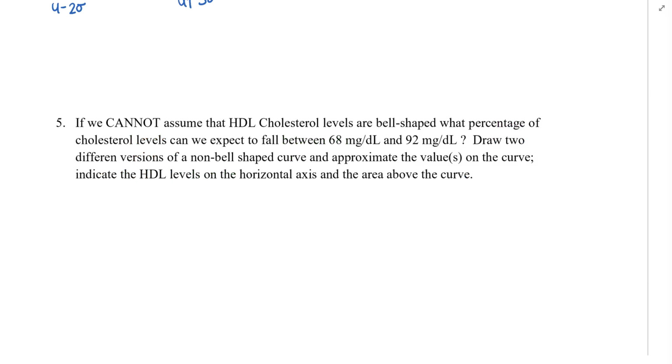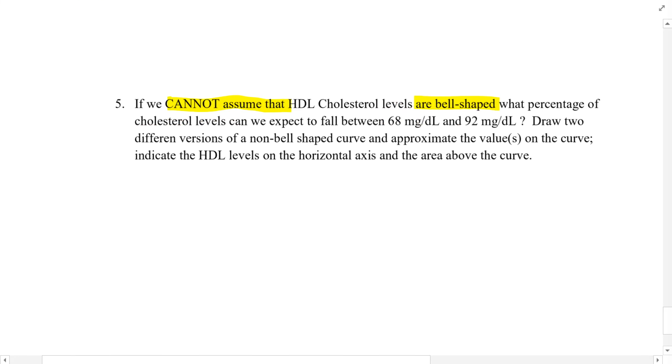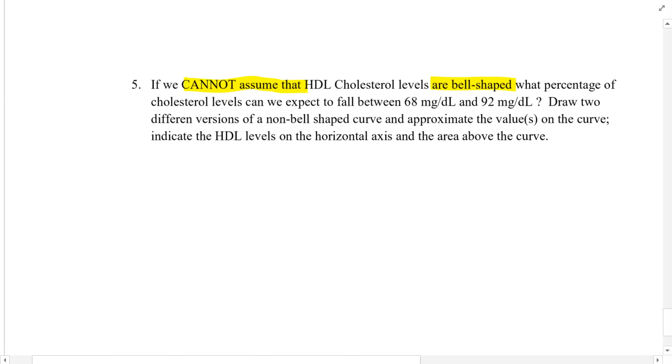Number 5. If we cannot assume that the HDL cholesterol level is bell-shaped, we don't know that it's bell-shaped. What percentage of the cholesterol level can we expect to fall between 68 mg per dL and 92 mg per dL? Draw 2 different versions of the non-bell-shaped curve and approximate the values on the curve. We cannot expect it to be bell-shaped, so it could be any shape. I want to find out what percentage is between these two numbers. So first, let's draw it.